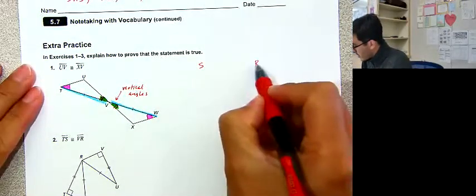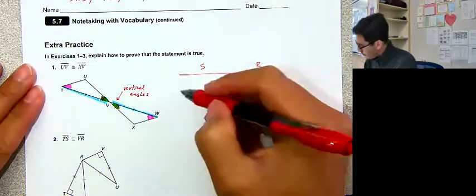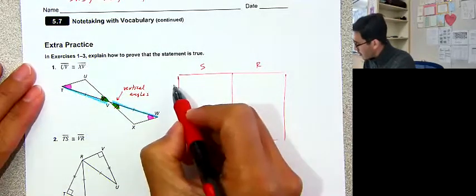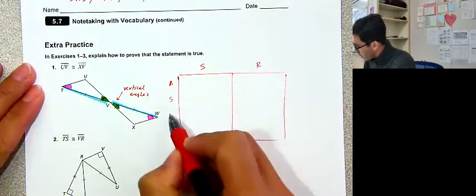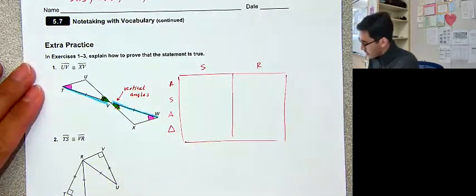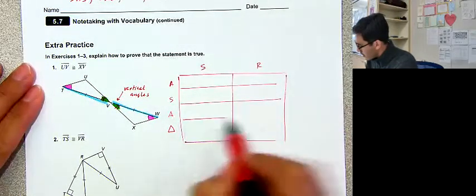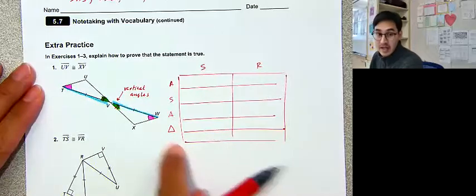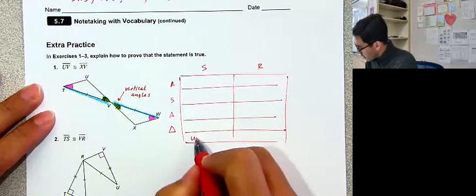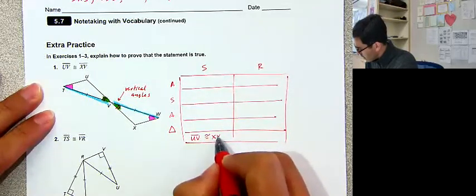All right, S and R, that's just my statements and reasons. So I already said I'm going to use angle side angle, and then I need a statement about the triangles, and then my last statement is going to be what I'm ultimately trying to prove, which is that the segment UV is congruent to the segment XV.